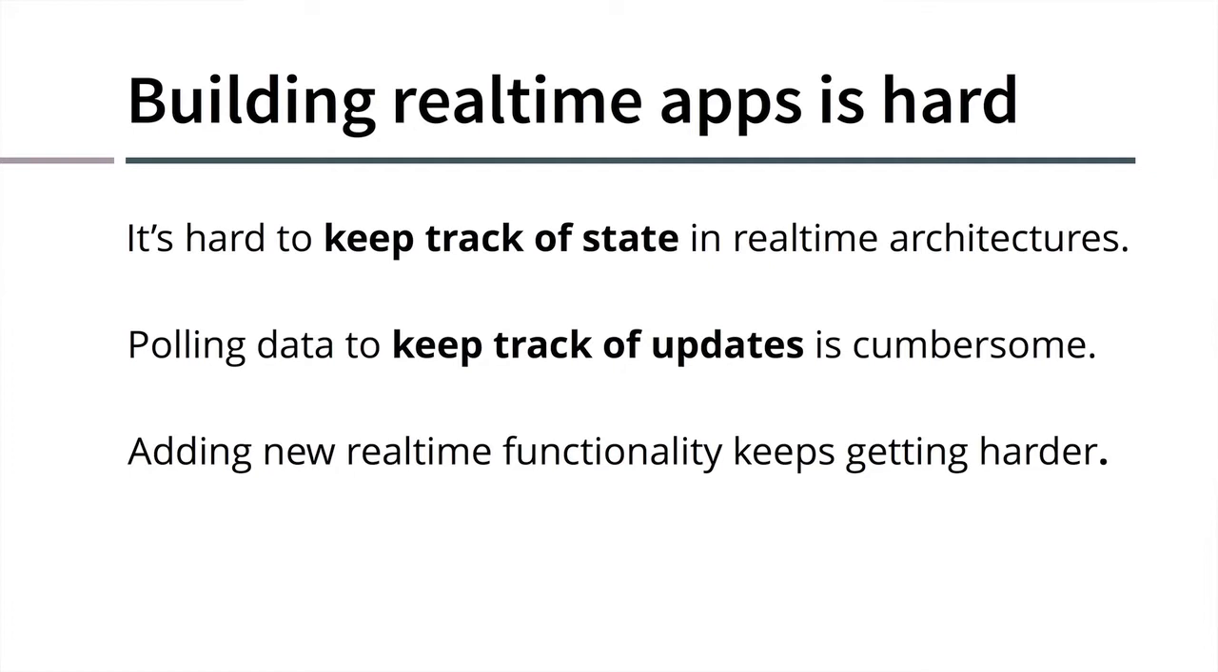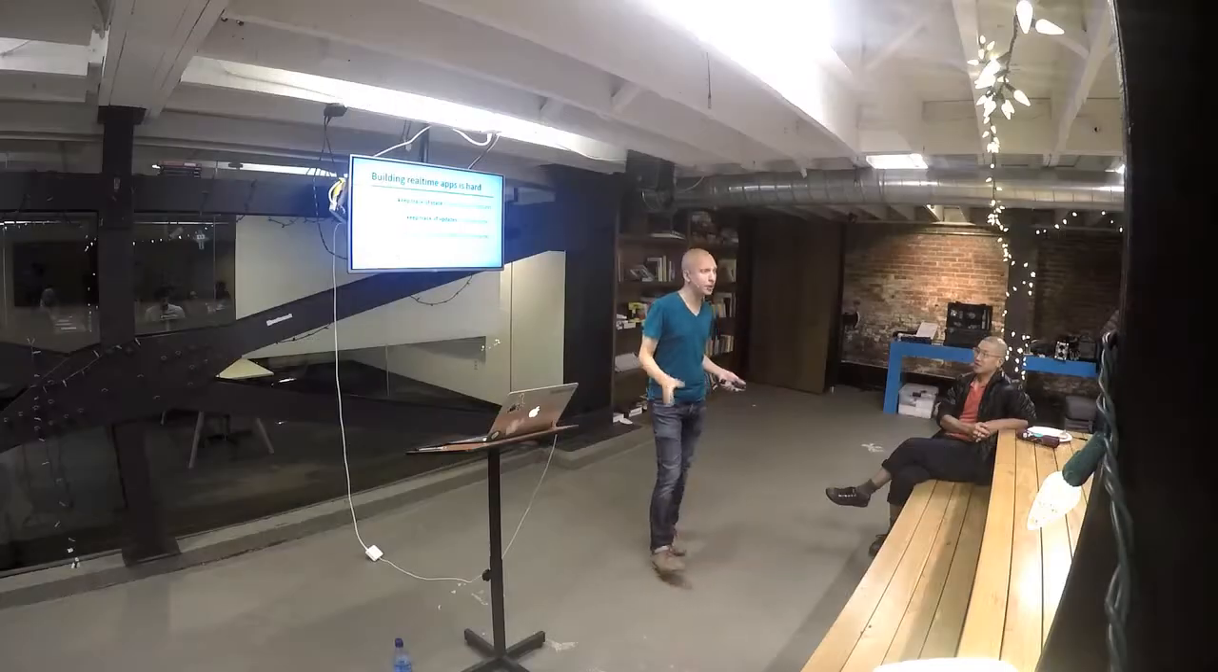Because it's so hard, it makes it really, really hard to add new functionality. So every time your team wants to think, OK, we want to add a new real-time feature, now you've got to think, how much more complex is my architecture going to get? And that's a paralyzing effect when an engineering team just wants to build new features really quickly.